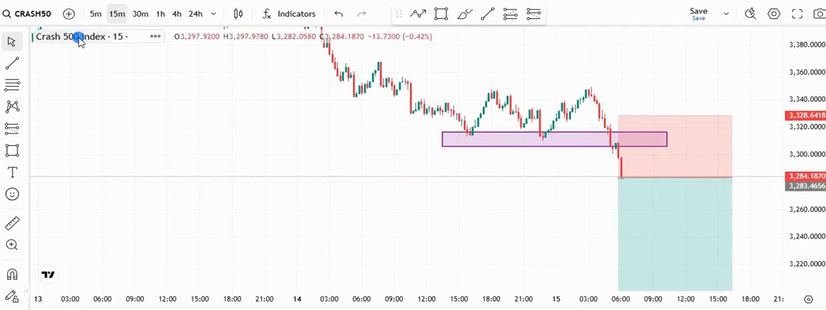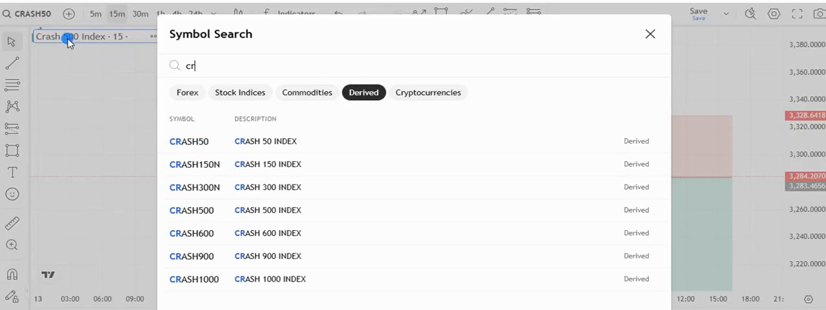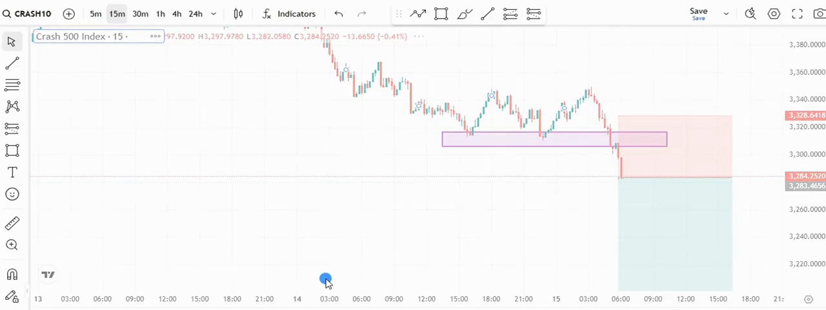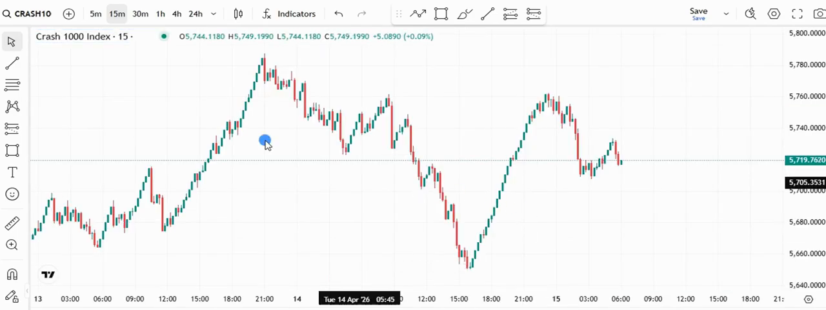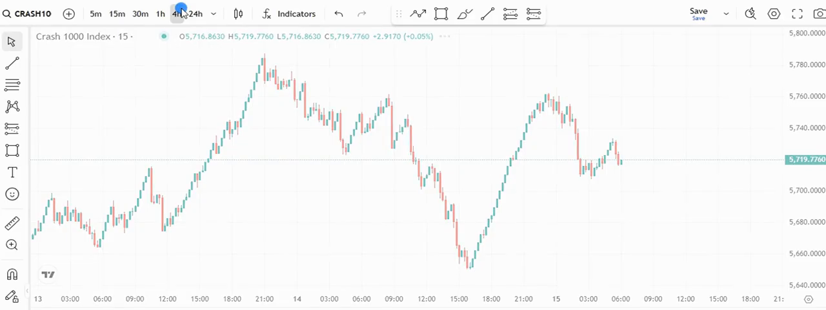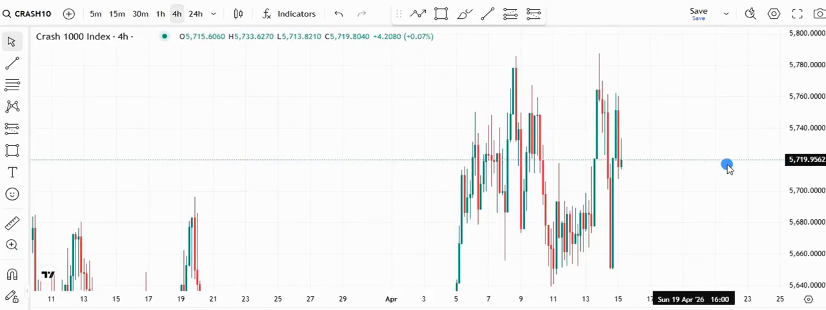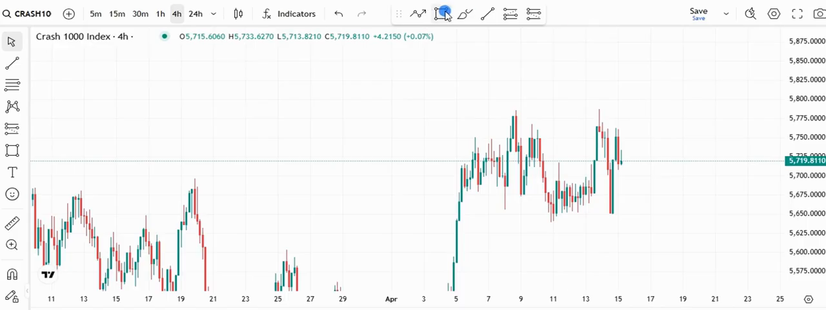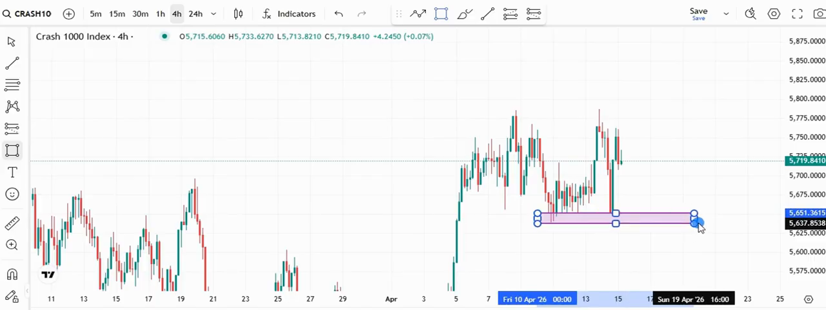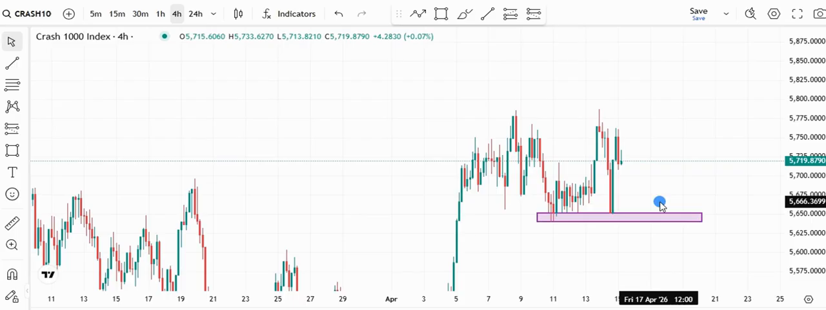So let's go to the final one for today, which is the Cash 1000 index. All right, to the 4-hour chart. Okay, I actually took a long trade on this yesterday. When the market got to this level, I said I don't expect it to go below this. I put the pending order right here, then I put my stop loss here, and my take profit was here.